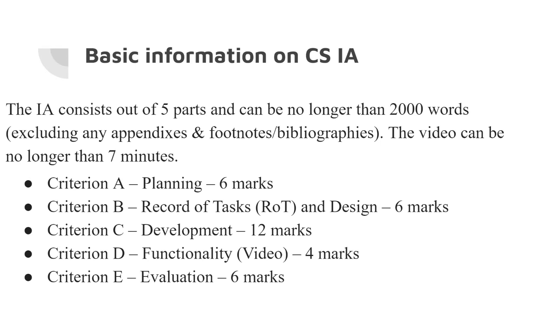It has 5 criteria: A, B, C, D, and E. Criterion C, the development of the solution, carries most marks. For the CSIA, you have to write an essay of 2,000 words about the process, what was the problem which your client was facing, how you solve it, describe your app. For criterion D, the functionality, you have to make a video showing all the functionality. And the 2000 words exclude any appendix, footnotes, and bibliographies. And the video cannot be longer than 7 minutes.